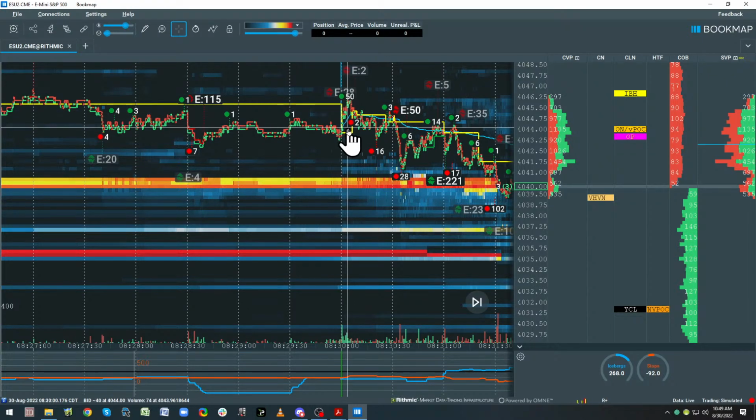The volume point of control is here. Now, this is called the volume point of control, and all this is early volume. In other words, the market opens, volume comes in, and this tracks where the highest volume is as the developing time frame. They call it developing because it's evolving or developing.